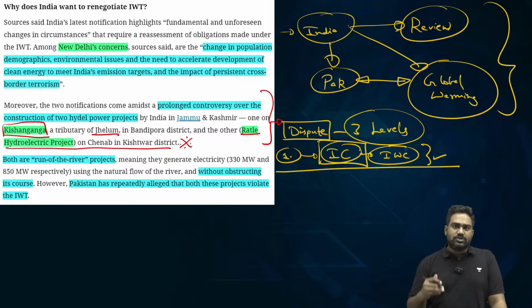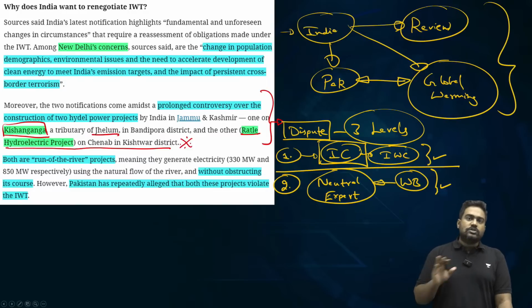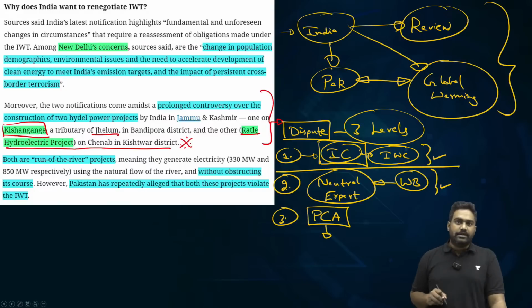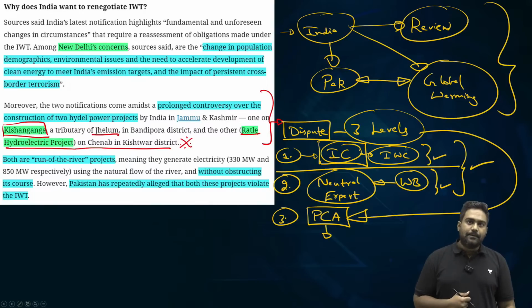Only if the dispute is not resolved at the first level can you take it to the second level, where a neutral expert will be appointed by the World Bank. If this mechanism also fails, only then a case can be taken to the Permanent Court of Arbitration, which is a global arbitration body located at The Hague in the Netherlands. But Pakistan, many times and even now, has bypassed the first two steps and gone directly to the PCA, which is a violation of the Indus Water Treaty.